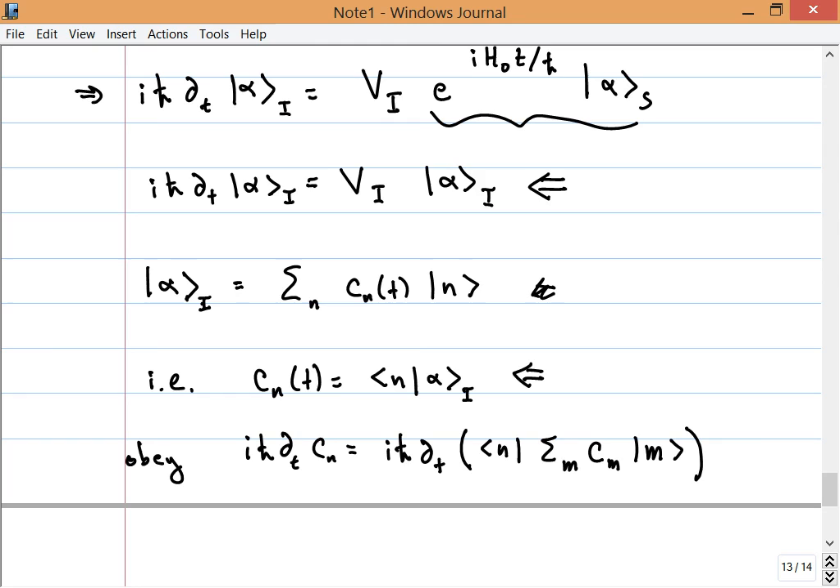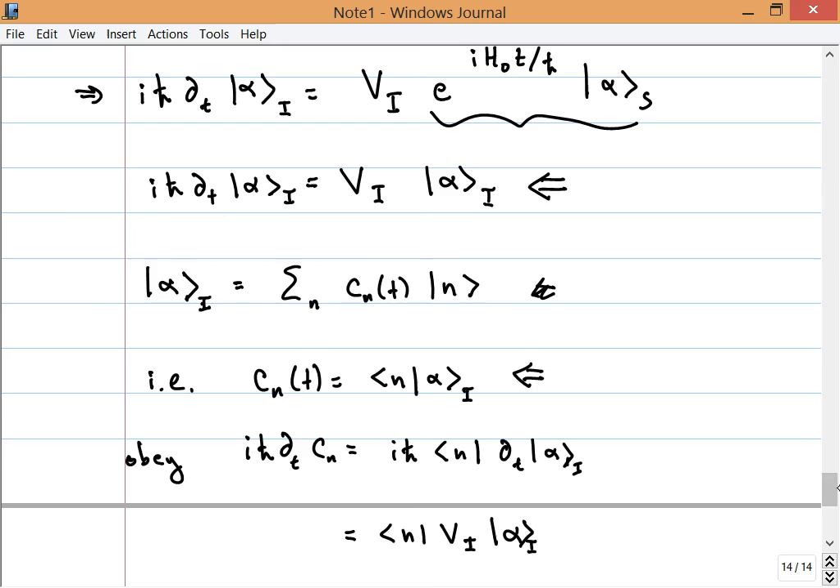Or let me not write it that way. What is this? Sorry. This is i h bar times the overlap of n with the time derivative of alpha I, which using that above equation is the overlap of n with V times alpha I.